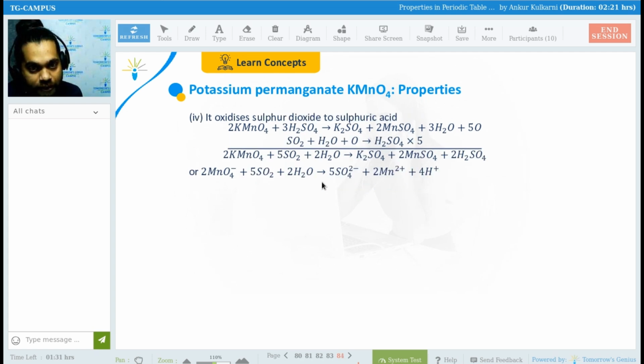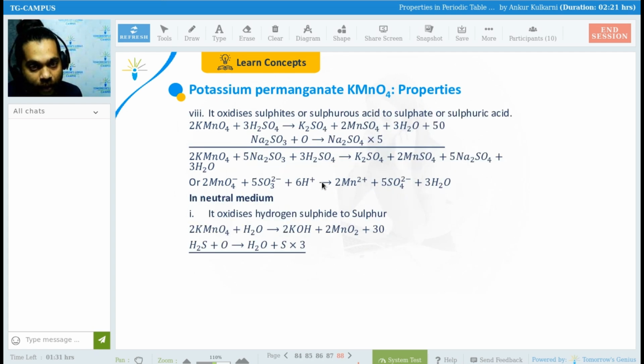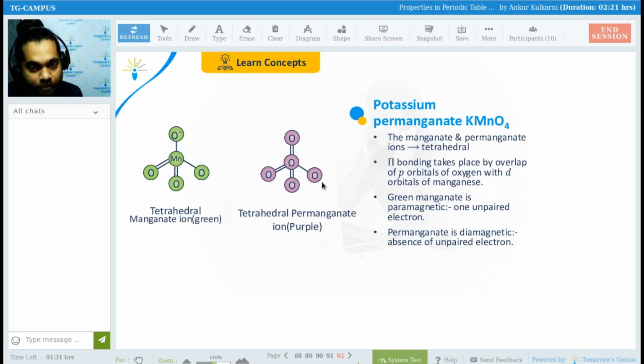Let us go ahead. These reactions, go through them once; not that required. We'll go to the important part. Let us go to KMnO4 and those reactions. Over here also it should be Mn.